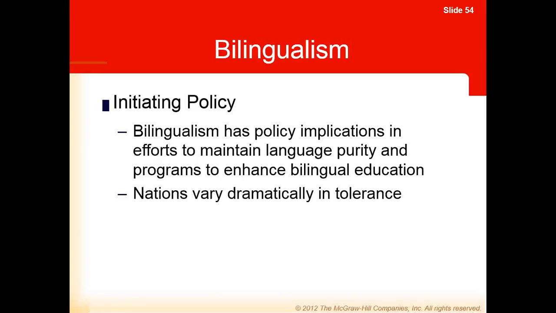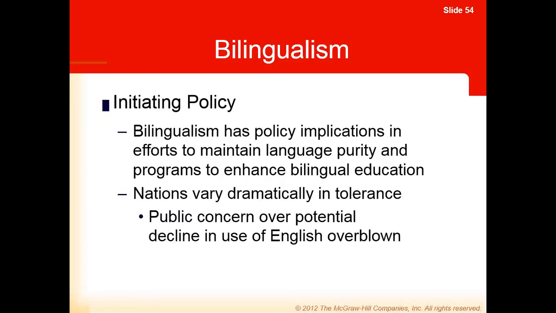So when we think about this, nations around the world vary dramatically in tolerance. When we think about English-speaking nations, the public concern over the decline in use of English is viewed as somewhat overblown by people in certain nations because English is the language of power on a global scale. And people will continue learning English because English is a language that exists in a lot of high-income industrialized nations.